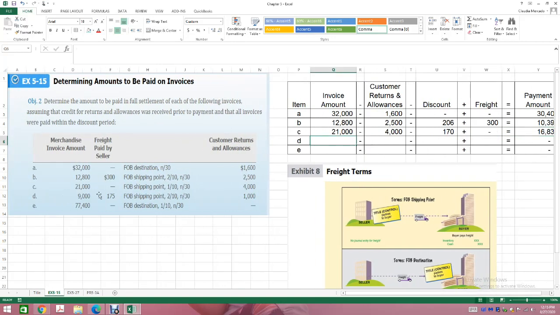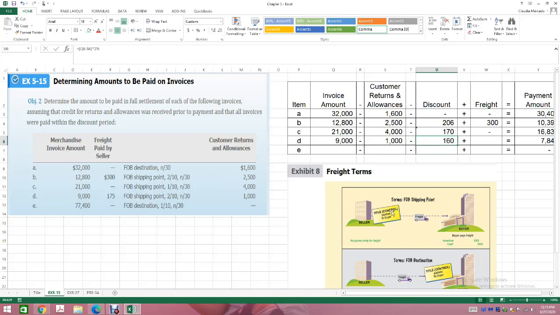Letter D. My invoice amount is $9,000. Okay. Do we have any returns? Yes, we do. We have $1,000 of returns. Do we have any discounts? Yes, we do. We have a 2% discount if we pay within 10 days. So that means I'm going to have to calculate my $9,000 minus my return of $1,000 times my 2%. Okay. Make sure you put that percentage. That way, if you don't enter it, it'll give you the wrong calculation. So my discount is $160.